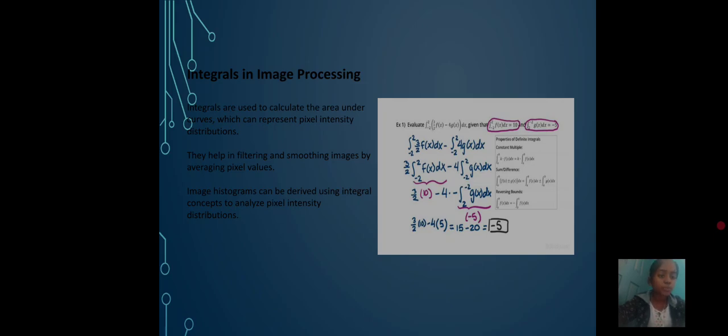And one more property is reversing the limits, which means integration from a to b of f of x with respect to x gives us the minus of integration from a to b of f of x dx.